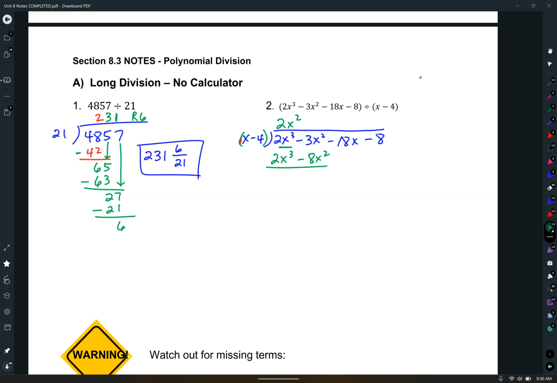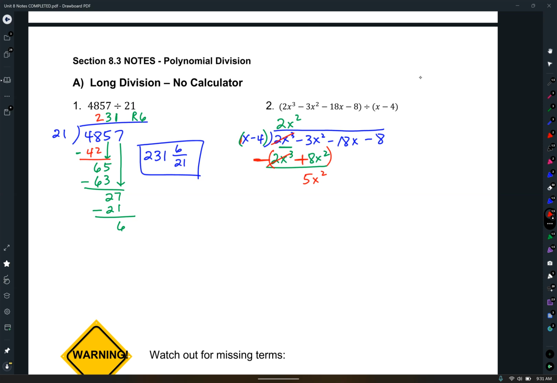Okay, and just like on the division with the numbers, you draw your line, and you're going to subtract, but you have to keep in mind you're subtracting this entire thing. So the best way to show that you're subtracting the whole thing is to think about distributing the negative. So really it's going to be a minus 2x cubed, and if you distribute the negative, won't this become a plus 8x squared? So 2x cubed minus 2x cubed cancels, and by the way, that should always happen or you've done something wrong. And then negative 3x squared and positive 8x squared is going to be positive 5x squared.